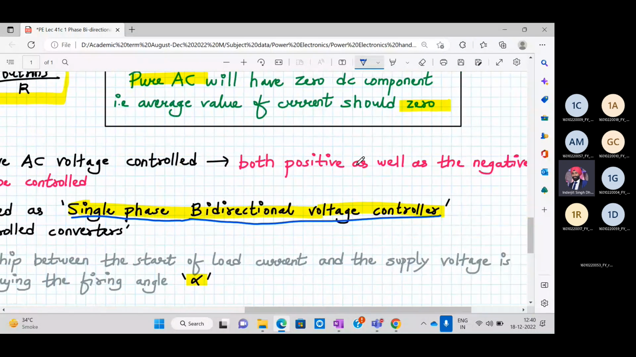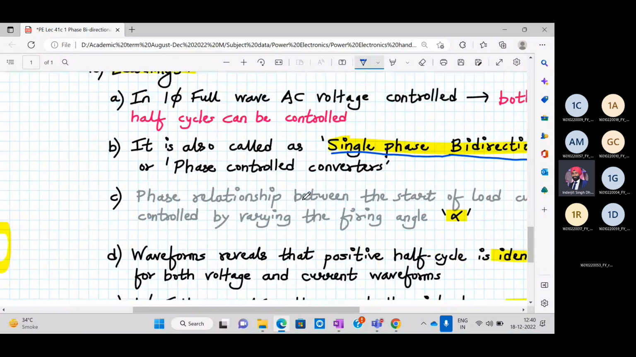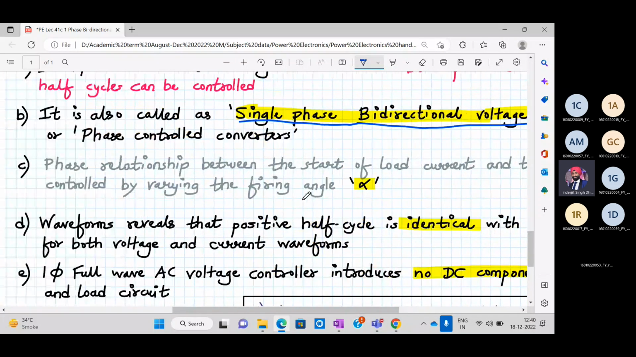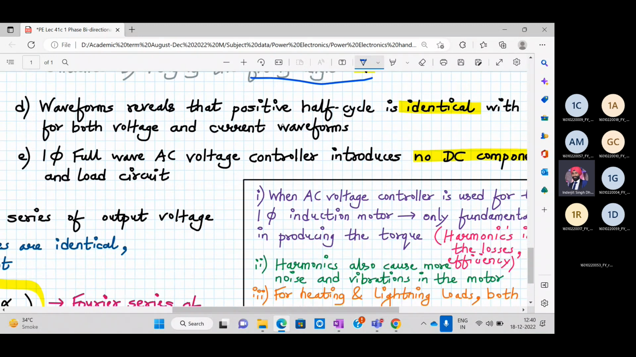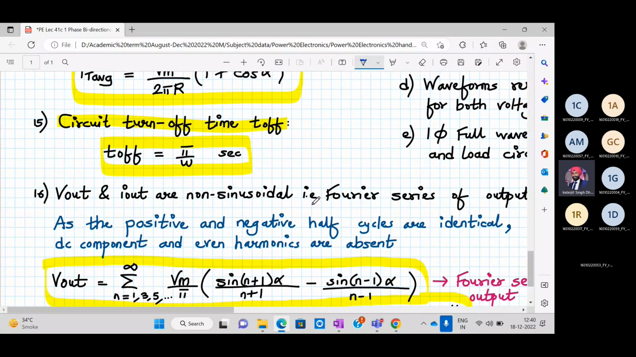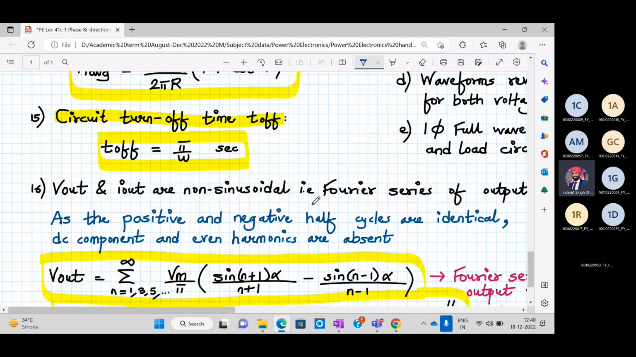So here both positive as well as negative half cycles can be controlled, of course. The phase relationship between the start of the load current and the supply voltage can be varied by firing angle alpha. That is very obvious. The waveform reveals that the positive half cycle is identical with the negative half cycle for both the load voltage and the load current, and it doesn't introduce any DC component in the supply. So the circuit turn-off time is pi upon omega. It's helpful for solving the numerical.